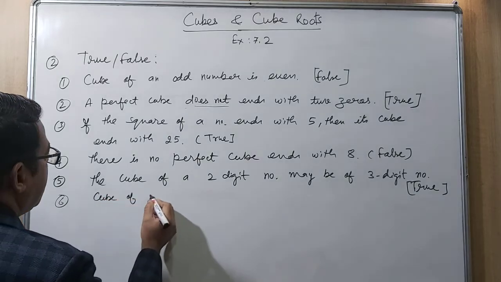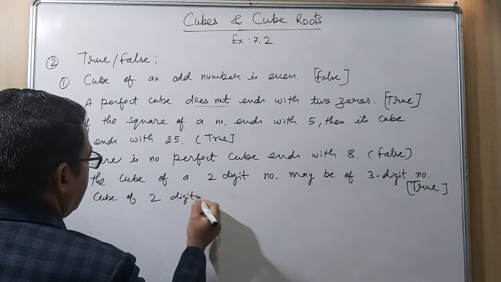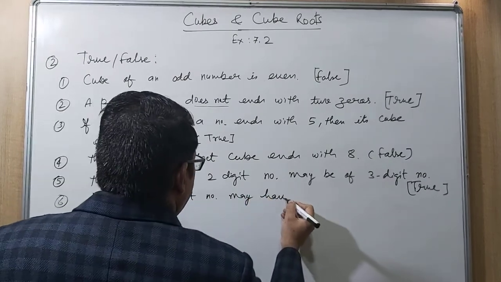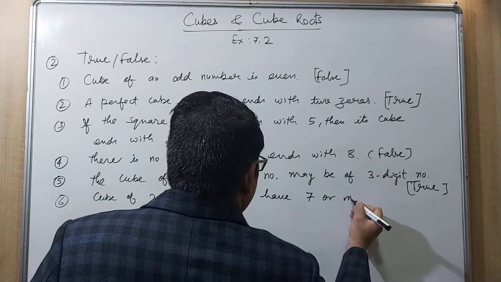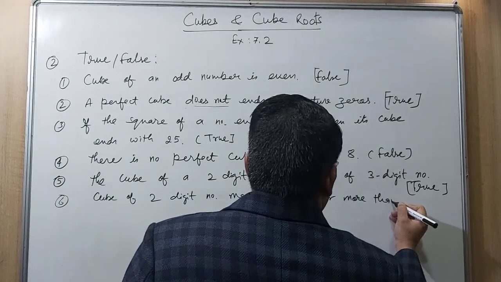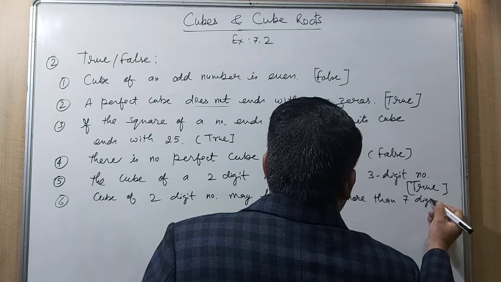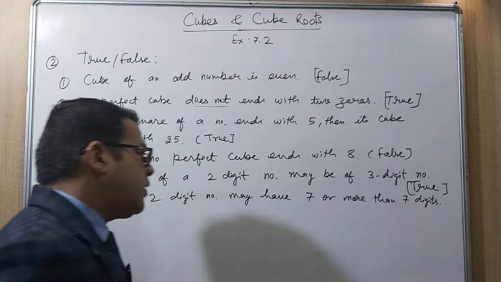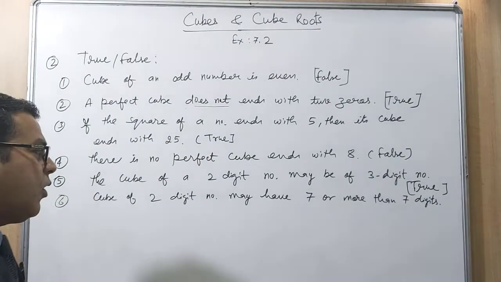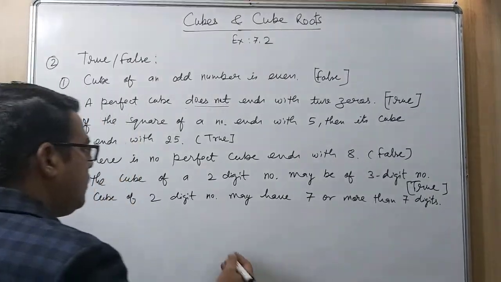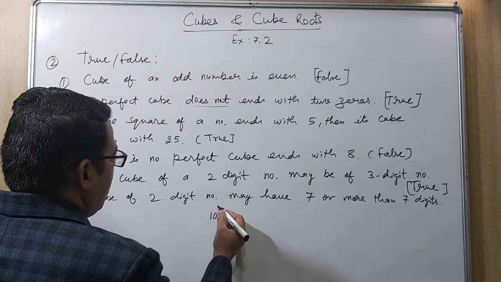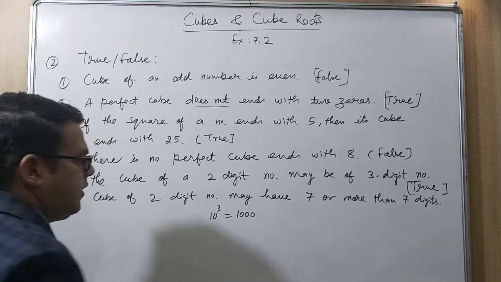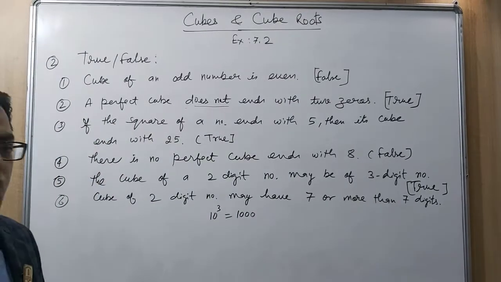Cube of a 2-digit number may have 7 or more than 7 digits. It is totally false because you can see the example of 10. Cube of 10 is 1000.